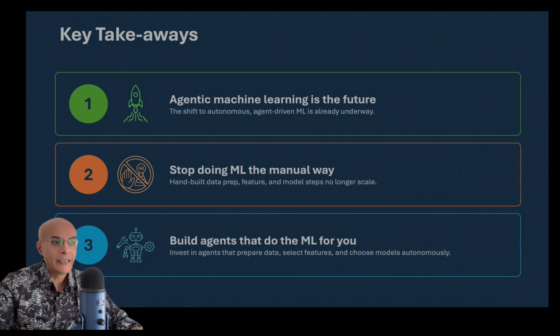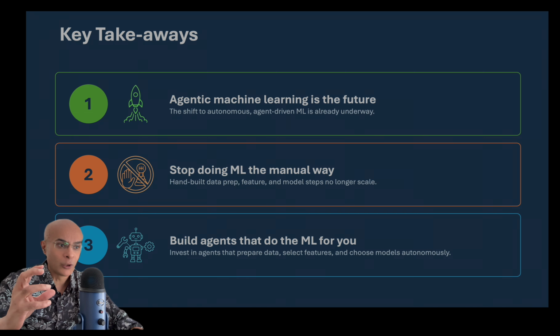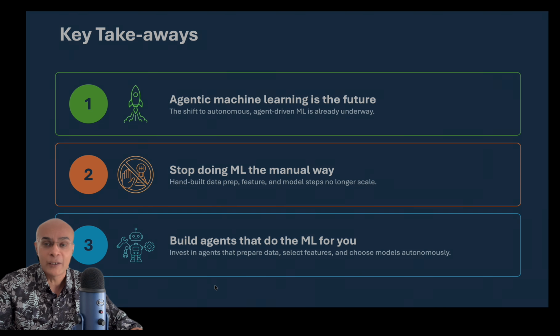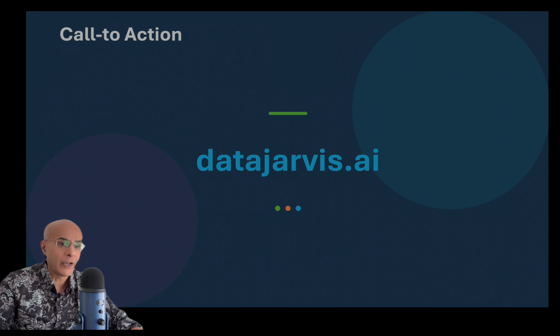Now let us see the key takeaways. First of all, agentic machine learning is the future. So you need to really concentrate on this particular topic, and I would also recommend that you should stop manually building the machine learning model, but instead you should build agents which are going to do the machine learning for you.